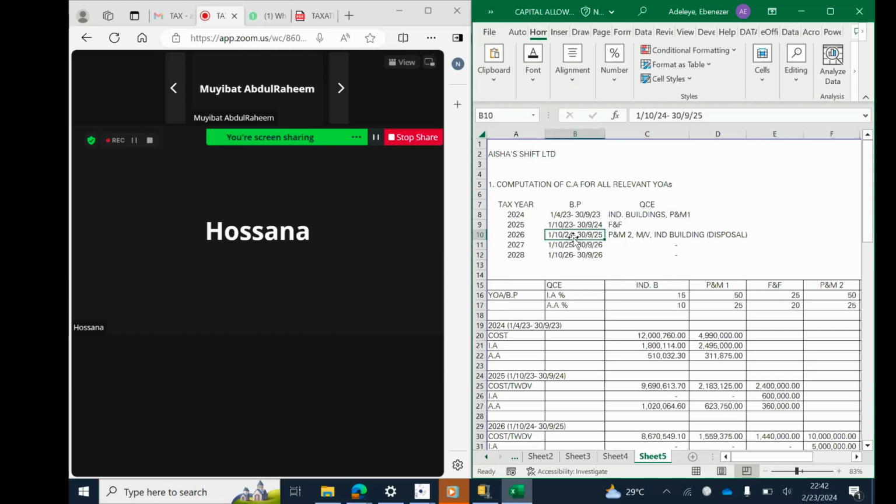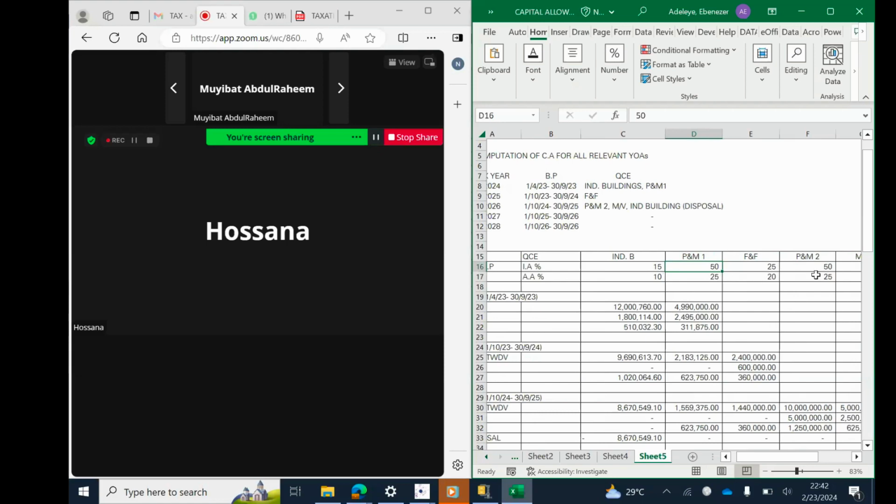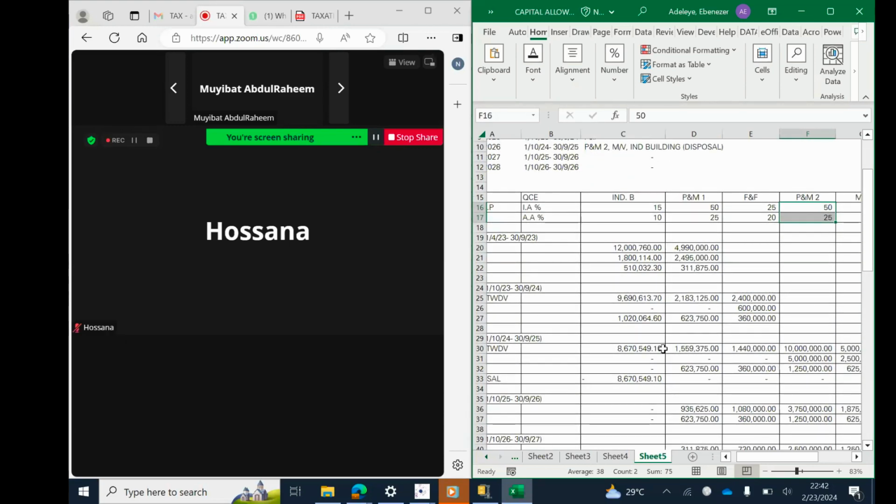This plant and machinery one, plant and machinery two, what's the difference, sir? Because I see that their percentages are different. No, they are not different though. It's 50-25, 50-25. Okay, that means I missed it. It's because we separated them like this. Well, we could have done it like an addition, but it is simpler for us to separate it like this actually.